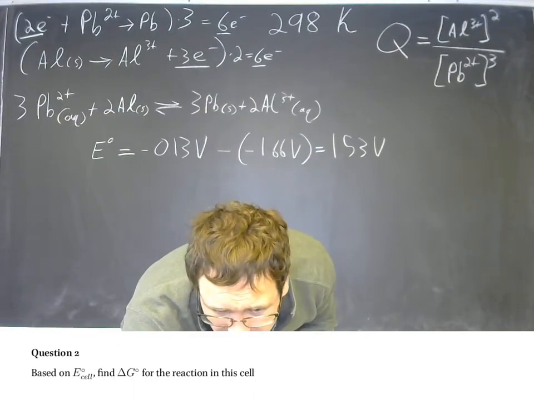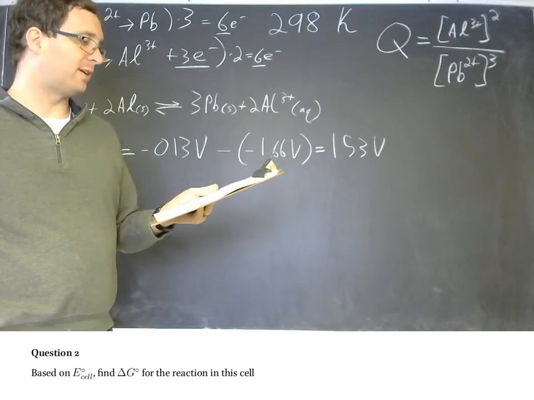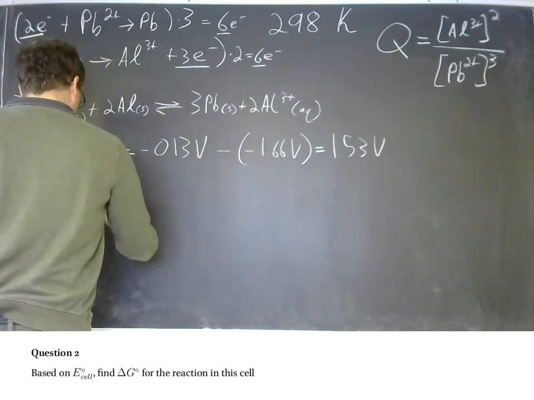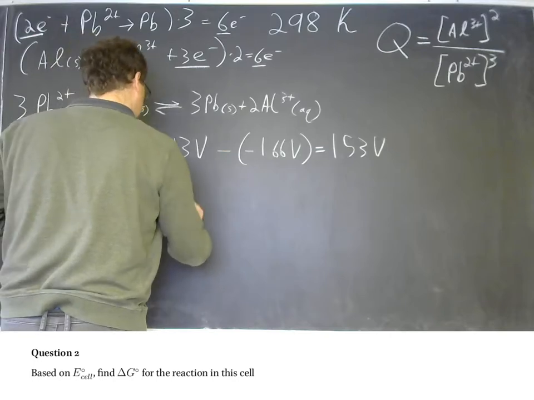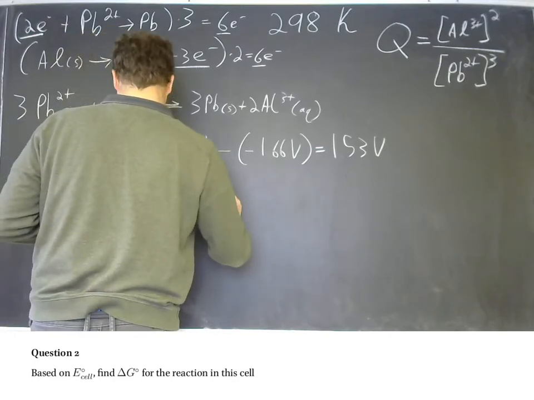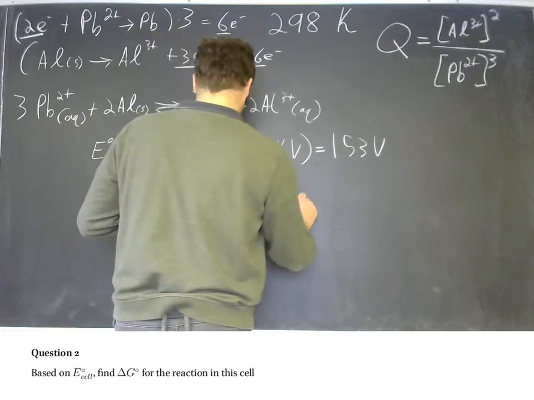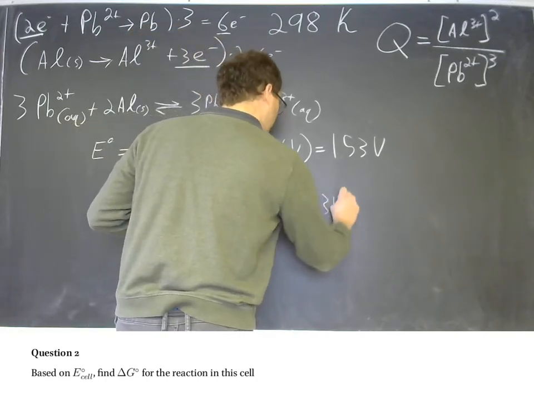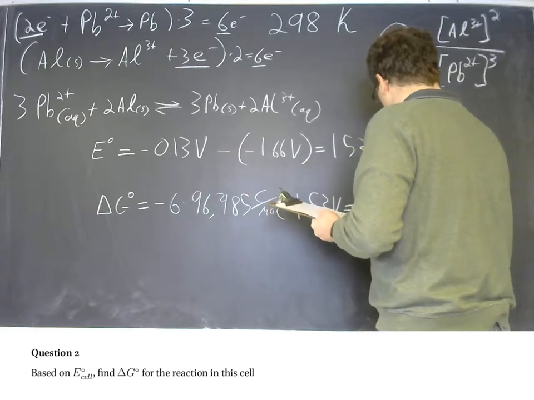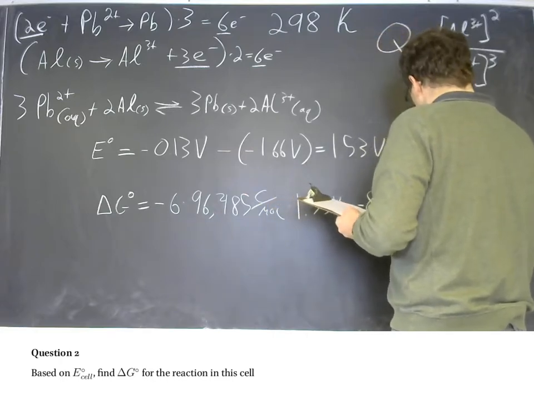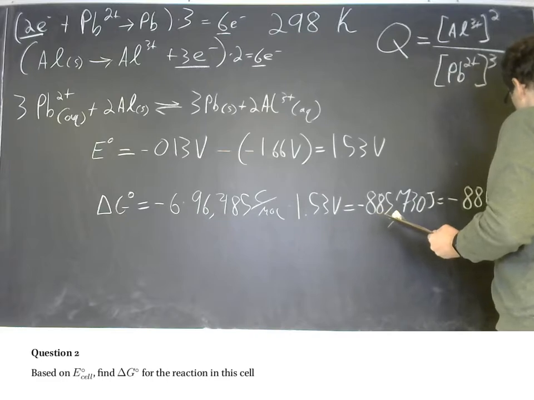Question 2. So based on the E0 cell, can we find the standard Gibbs energy? So delta G0 is going to equal negative NF E0. So that's a negative 6 times 96,485 coulombs per mole times 1.53 volts. And that is equal to a negative 885,730 joules, or in other words, negative 886 kilojoules per mole. That should have been per mole as well. Kilojoules per mole.